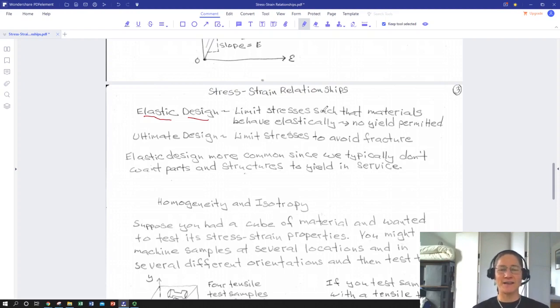Ultimate design limits stresses to avoid fracture. So that would be the case where yield was not a problem, it's okay to let something yield. I can't think of particularly any designs where that would be the case. This would also apply to cases where the material is going to fracture before it yields. So more brittle materials, or ones that have enough inherent flaws that failure by fracture is likely.